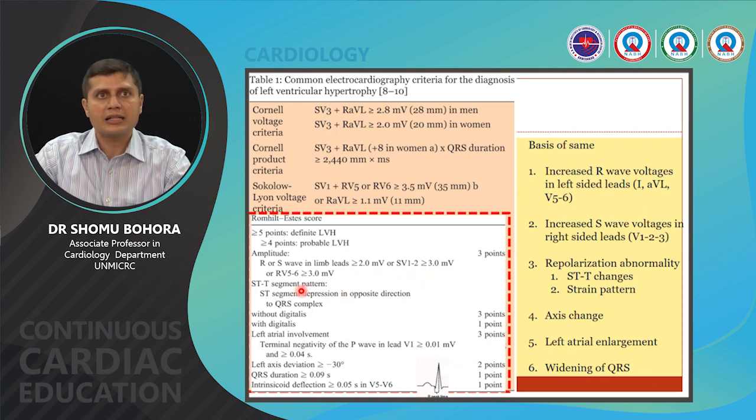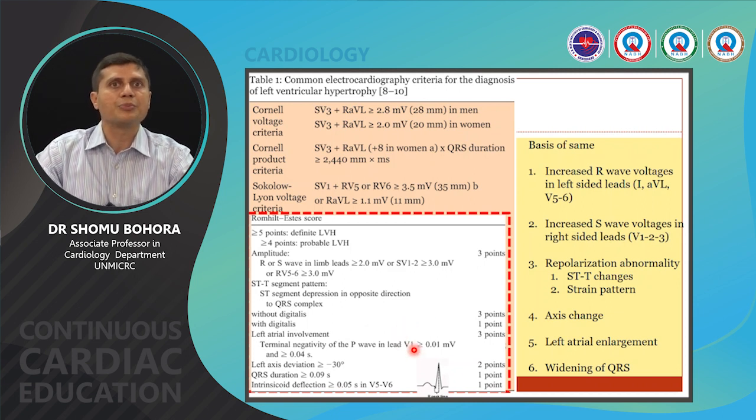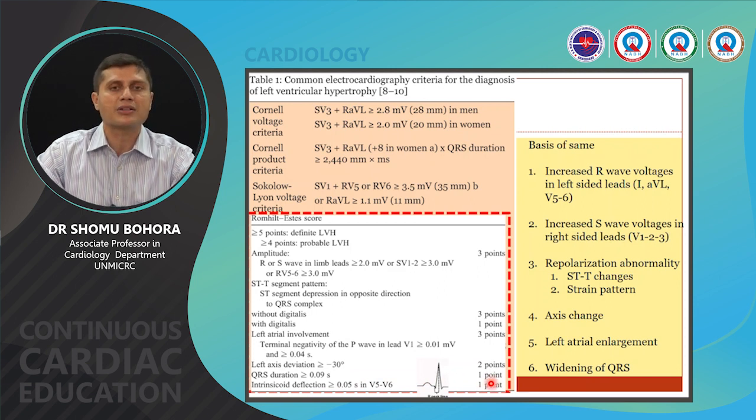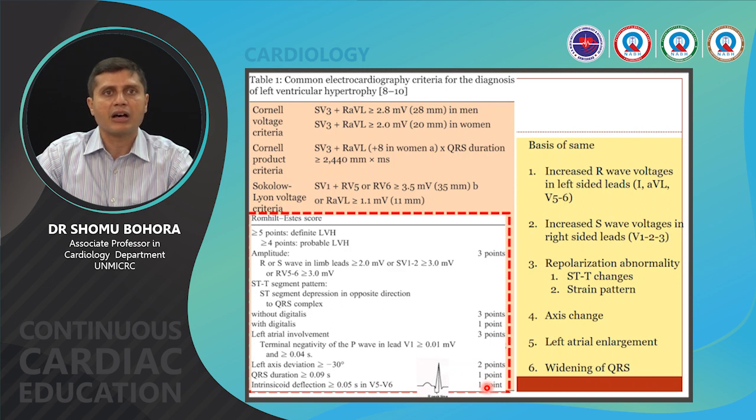An STT change opposite to that of the QRS complex is given 3 points without digitalis, and with digitalis 1 point. The presence of left atrial enlargement is given 2 points. A QRS axis deviation is given 2 points. QRS duration, that is if your QRS becomes wide, is given 1 point, and intrinsicoid deflection of more than 0.05 seconds is given 1 point.